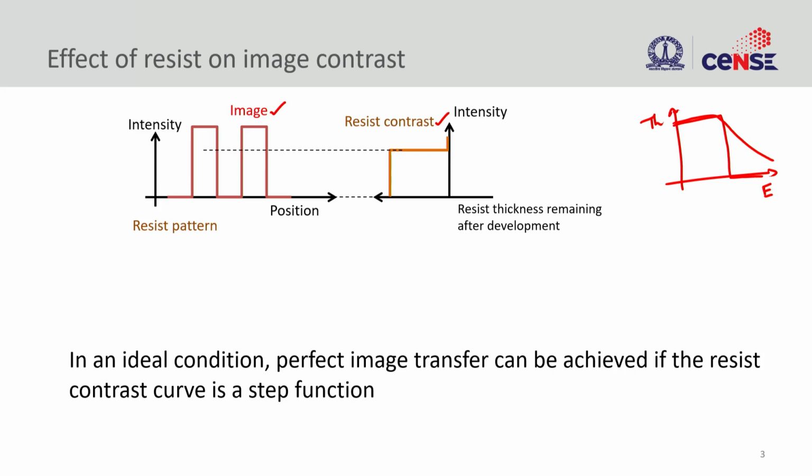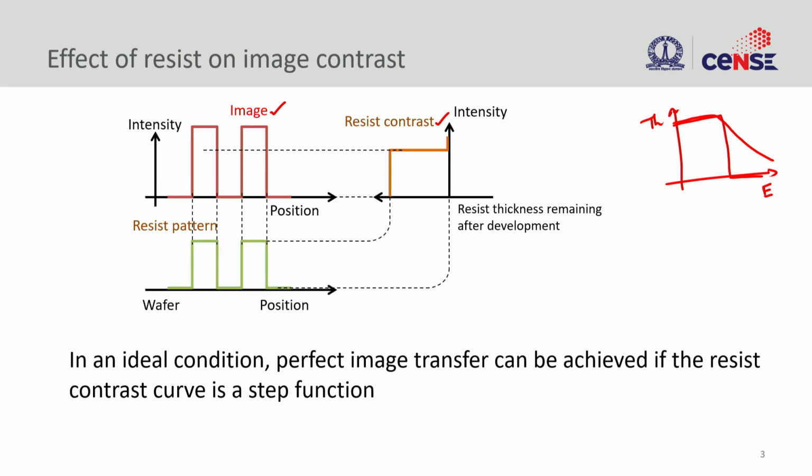So if we take a perfect image and a perfect resist contrast, then the image that you will get on the wafer is also a reproduction of that intensity that you had. It is again a perfectly reproduced square-like pattern. So in an ideal condition, perfect imaging is possible when you have a high contrast image and a high contrast photoresist.